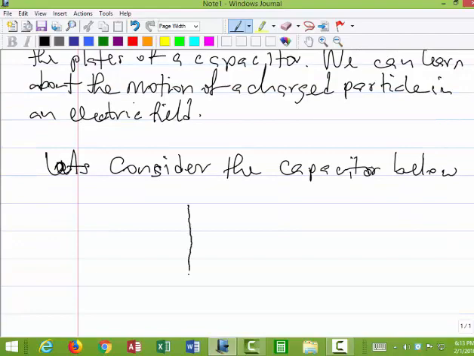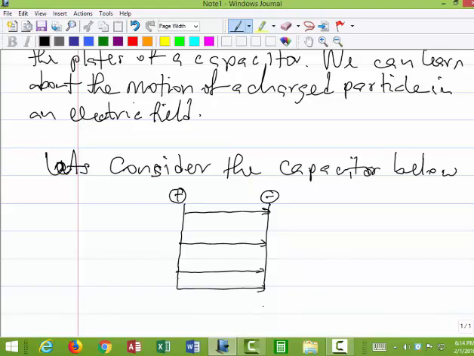It consists of two parallel plates next to each other. Actually, let me make the plates farther apart so we can look at what happens. So we have two parallel plates next to each other, and we have charge positive here. So this is plus Q, and this is minus Q. So the electric field goes that way between them.